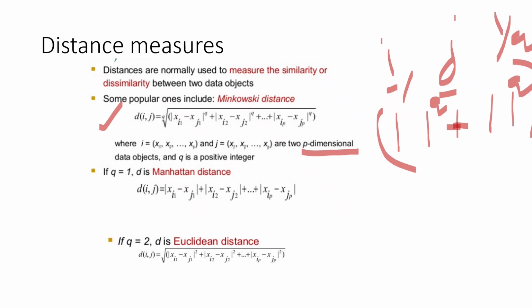Next, if the q value becomes 1, that is called Manhattan distance. It is just calculating the absolute difference. If the q value equals 2, then after calculating this sum, we have to calculate the square root. So this is Euclidean distance. So these are the commonly used distance measures.